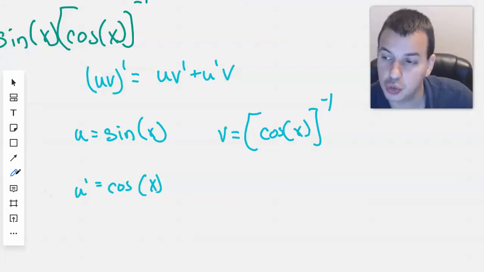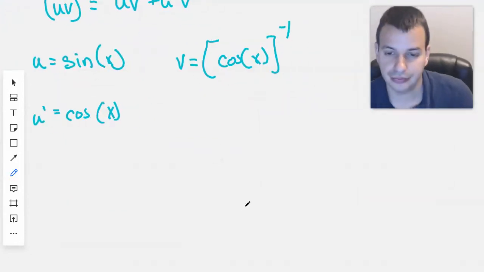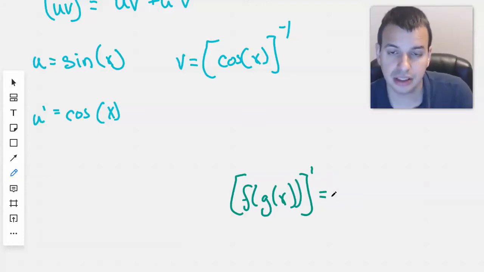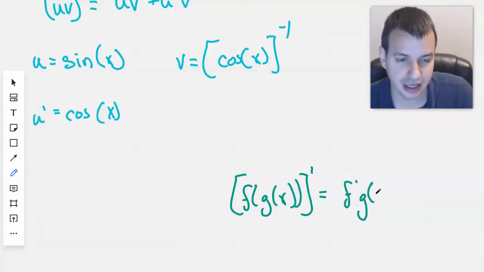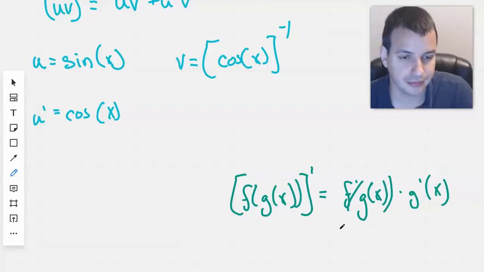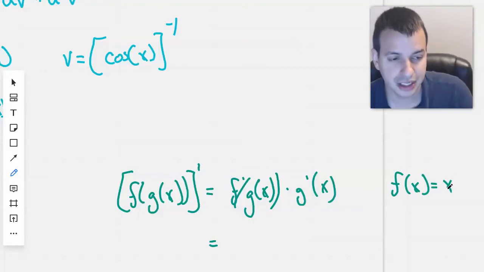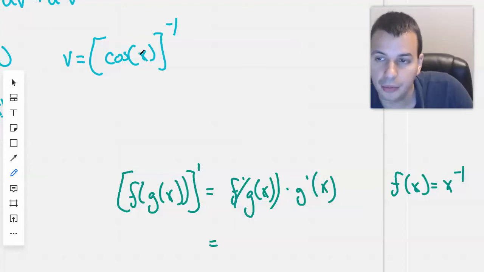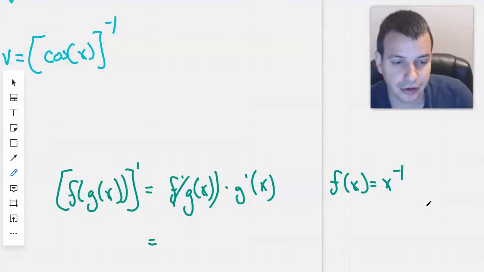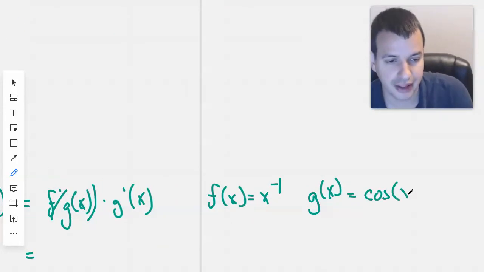We need to find the derivative of secant of x, which is 1 over cosine of x. So this is going to be the chain rule. The chain rule is f of g of x, prime, equals f prime of g of x, times g prime of x. So f of x in this case is x to the -1, because we say x is the center part, which is the outer nesting function. And then, therefore, g of x will be cosine of x.